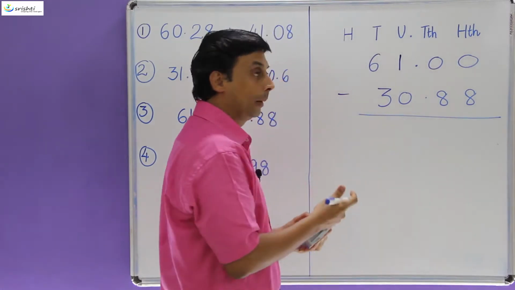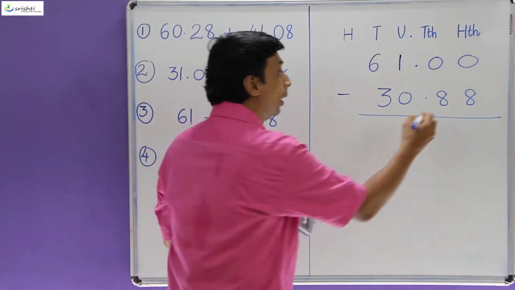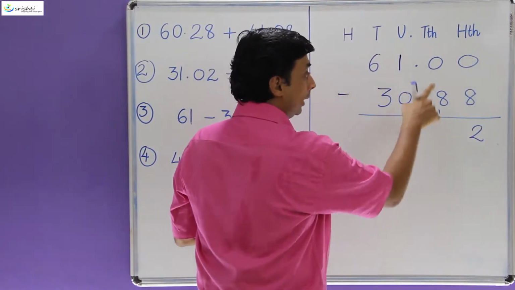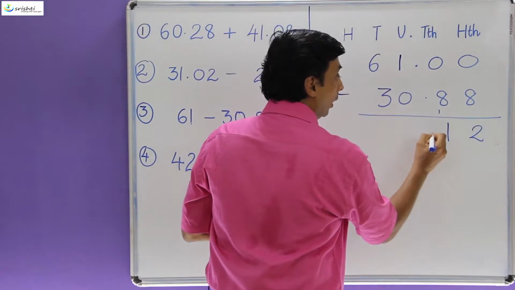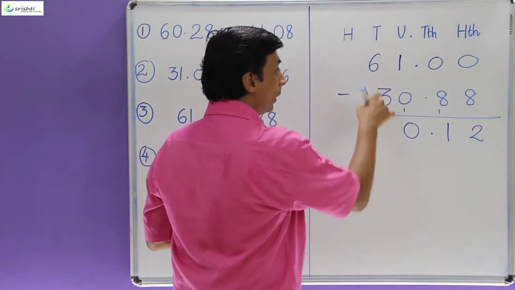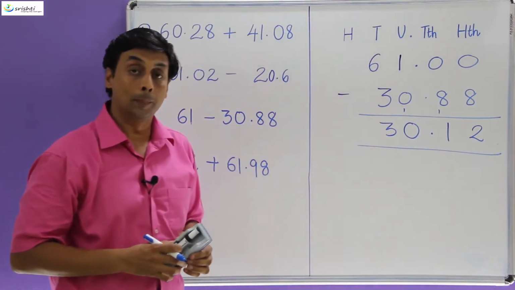Now again we subtract it the normal way. I would use addition for my subtraction here. 2 plus 8 is 10, 1 carried. 8 plus 1 is 9, 9 plus 1 is 10, 1 carried. 1 plus 0 is 1, 1 plus 0 is 1, and 3 plus 3 is 6. So the answer is 30.12.